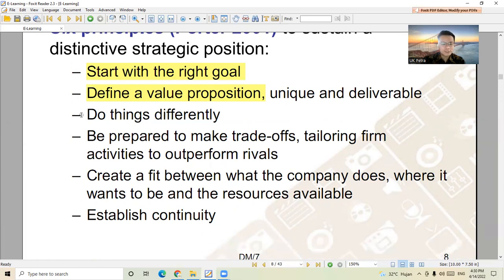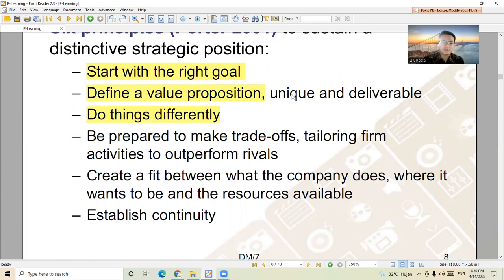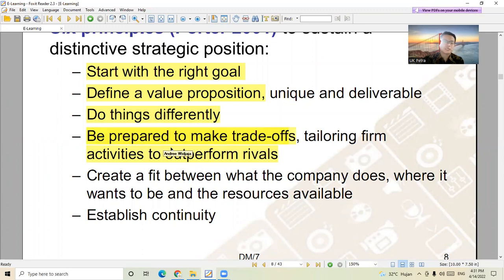The third thing is pretty much the same, the uniqueness. We have to do things differently. And the fourth, be prepared to make trade-offs. We have to tailor the firm to outperform the rival. So it talks about the competition. So how do we compete with other companies? So that's an important issue, because in business we cannot neglect the competitors.